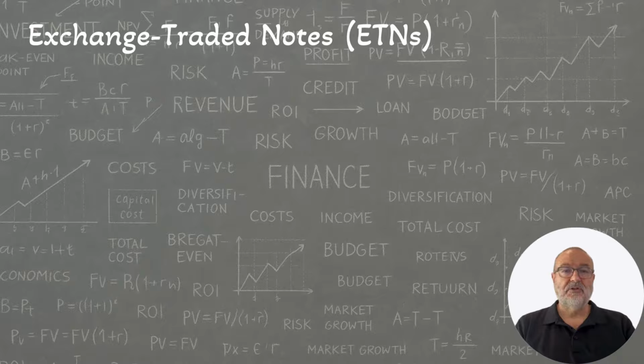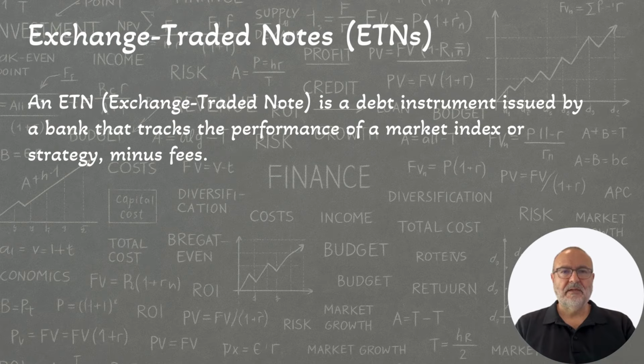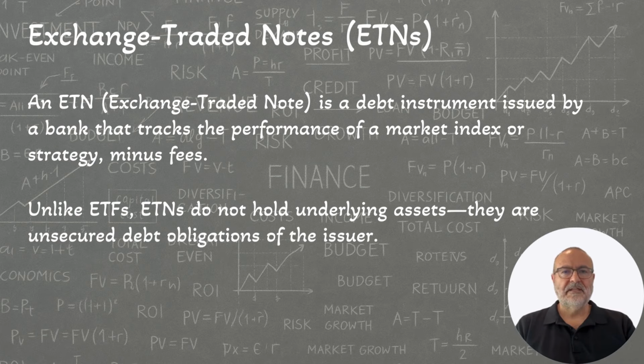Next, what is an exchange-traded note? An ETN, exchange-traded note, is a debt instrument issued by a bank that tracks the performance of a market index or strategy minus fees. Unlike ETFs, ETNs do not hold underlying assets. They are unsecured debt obligations of the issuer.